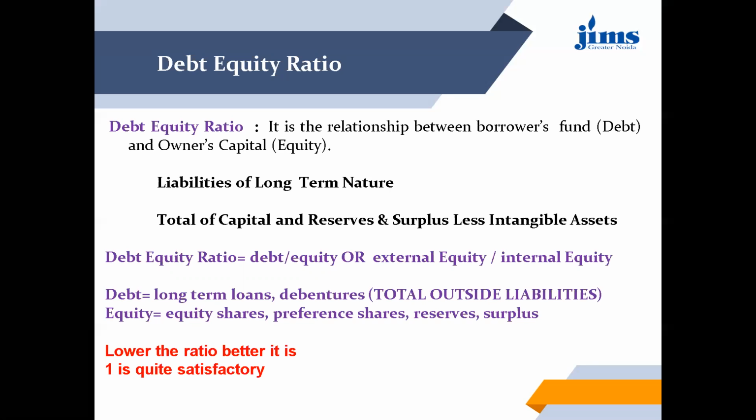Now debt equity ratio is debt upon equity. So the lower the ratio, the better it is. That means if the debt equity ratio is more than 1, there is more dependence on debt than equity. So that is not a very good situation, because that seems to be a burden for the company. So 1 is quite satisfactory. 1:1 is the ideal ratio, we can say.